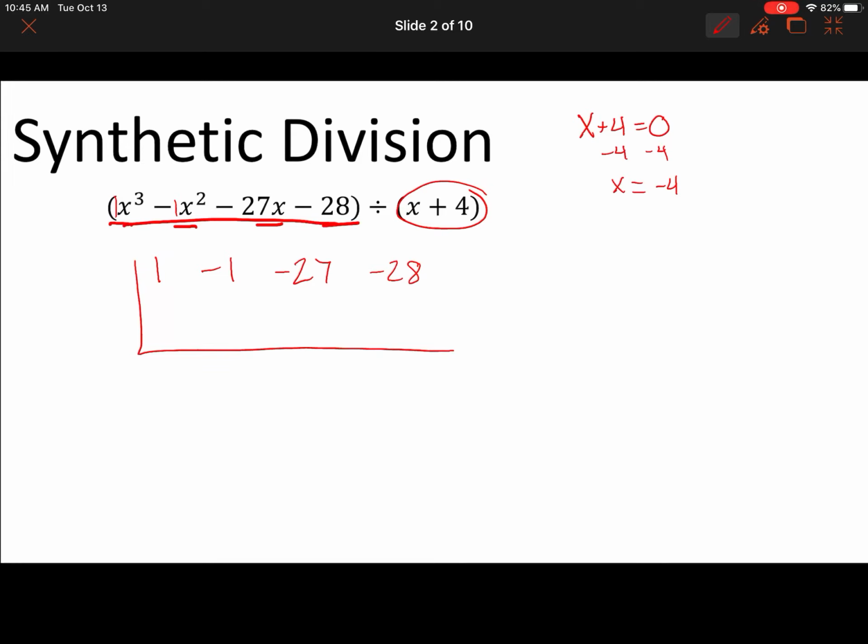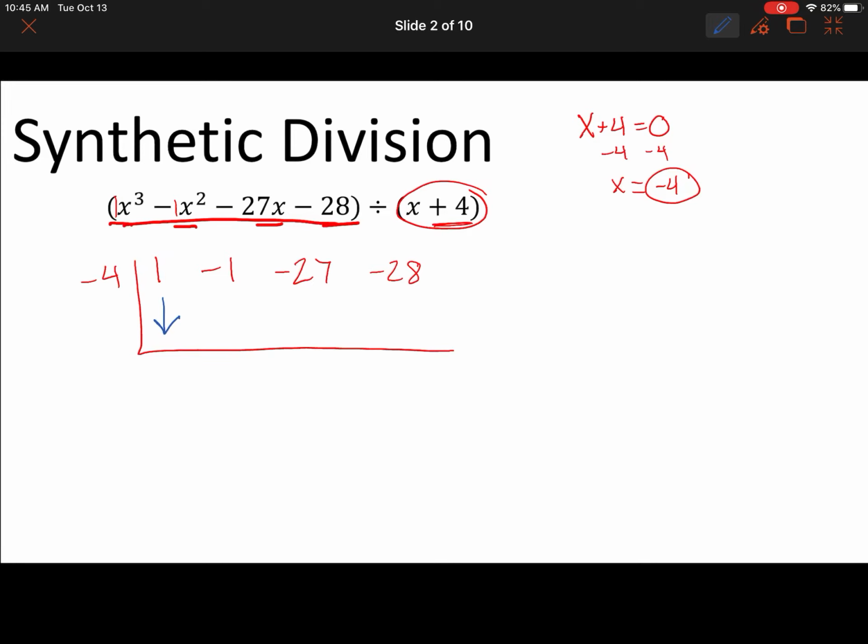But in this case, it'd be pretty quick to see. I just have to subtract it to the other side, so it's just going to be the opposite number. So if it's plus 4, I'm going to use -4. If it's -5, I'm going to use +5, and so on and so forth. So I put that number over here on the left side, and then I start my division. That's the process for setting it up.